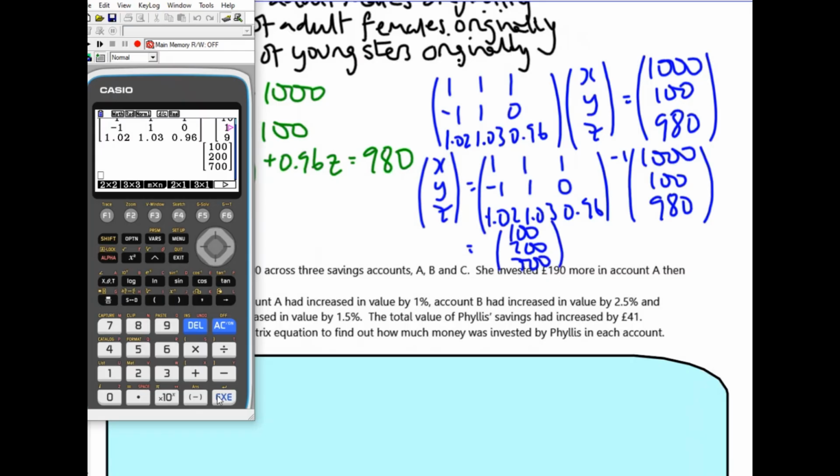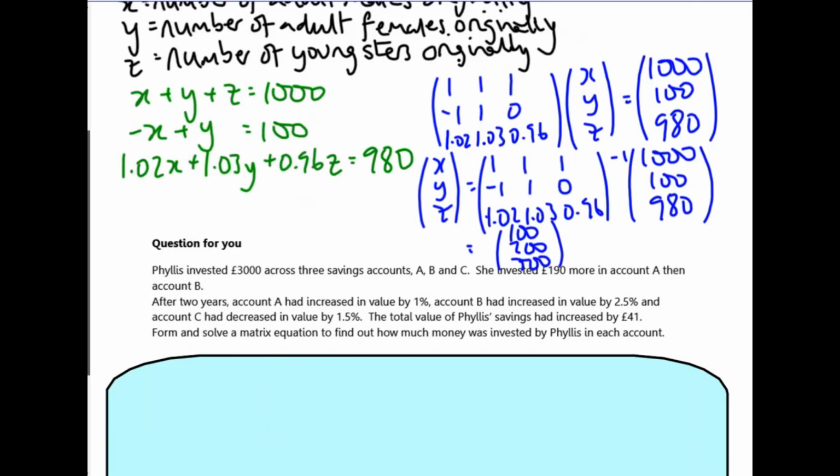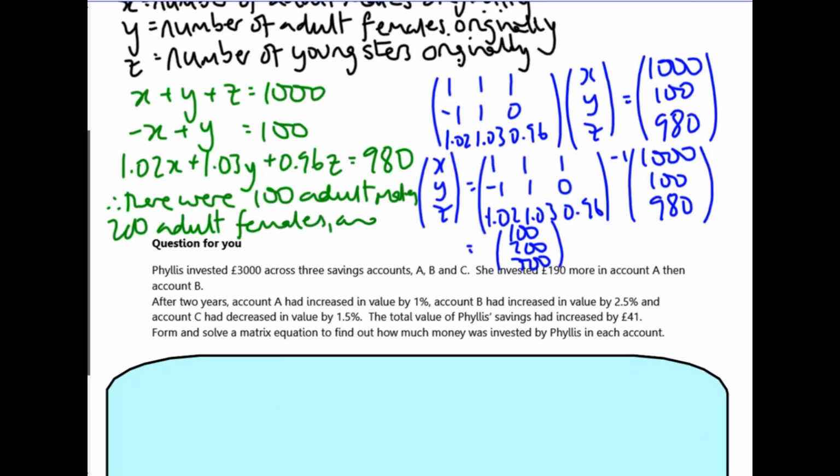It's not enough to write your answer like that. You must write it in context. So you must write, therefore, there were 100 adult males, 200 adult females, 700 youngsters. Or something like that, but you've got it right in the context of the question.